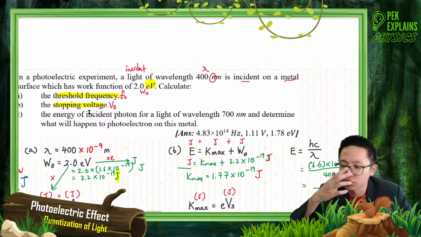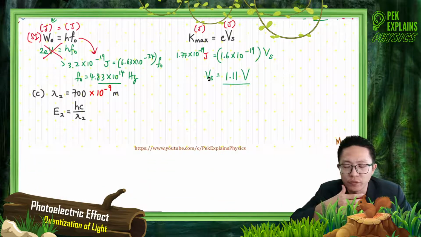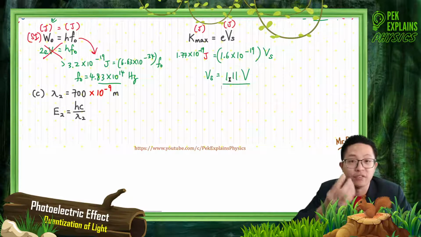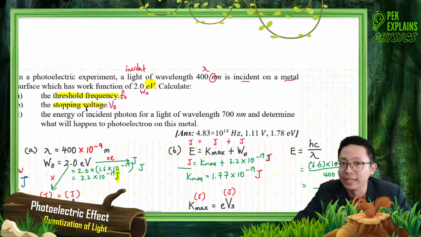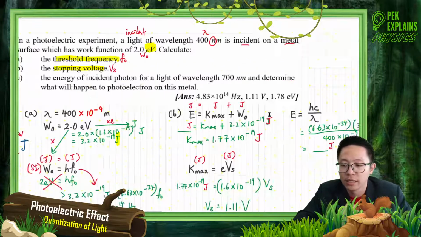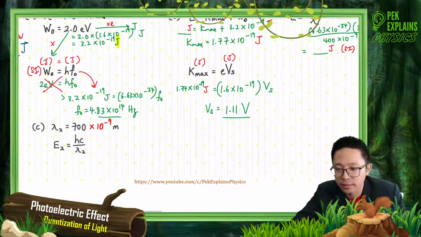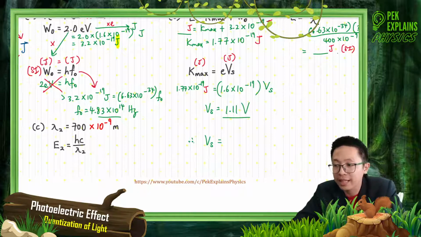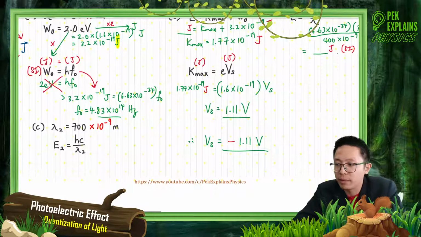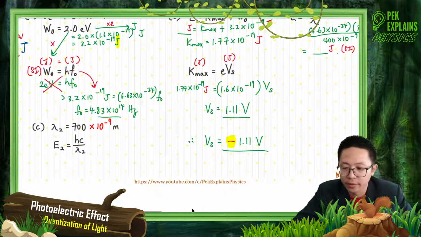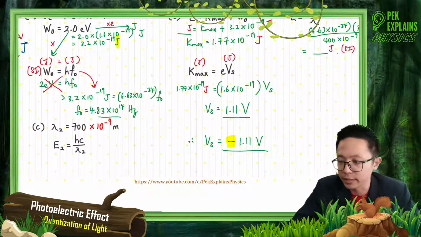However, the value you get here is only the value itself. If you want to give the stopping voltage answer, you must include the negative sign. You must write the answer in Vs, so Vs is actually equal to negative, because it's a reverse voltage. So please remember, please give your answer in negative.